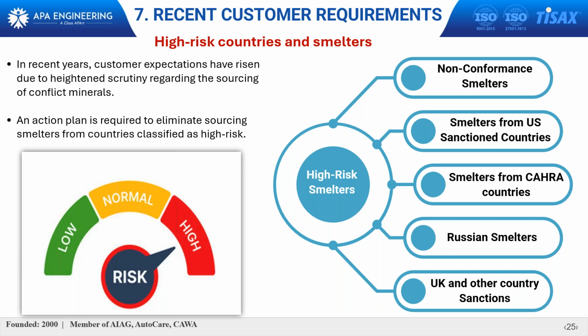Next, focus on high-risk smelters. Companies are being asked to identify and eliminate smelters operating in high-risk regions. This involves a more rigorous due diligence process. Next, product level reporting. Customers want product-specific compliance reports rather than generalized data. This requires enhanced reporting mechanisms and supplier collaboration.